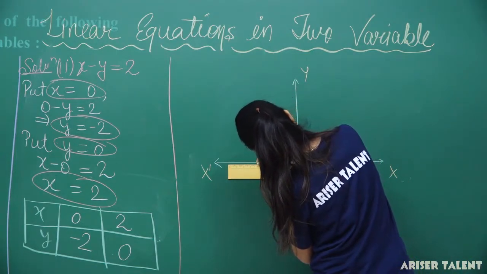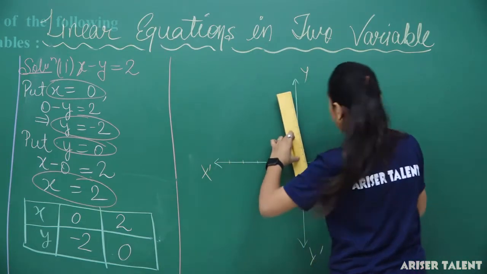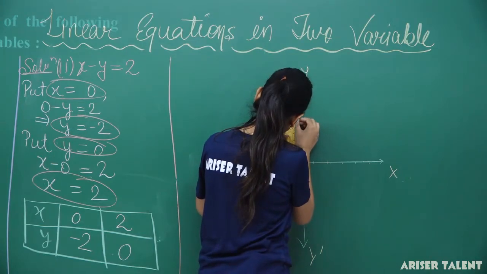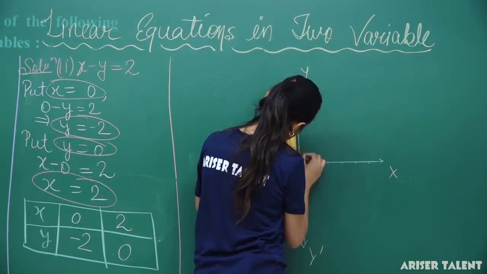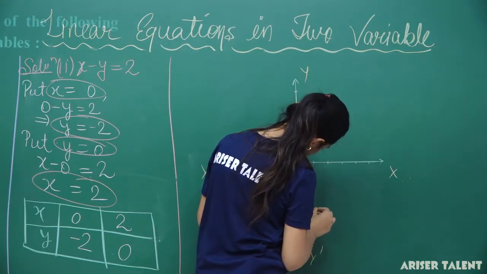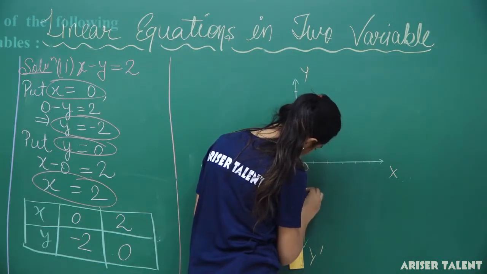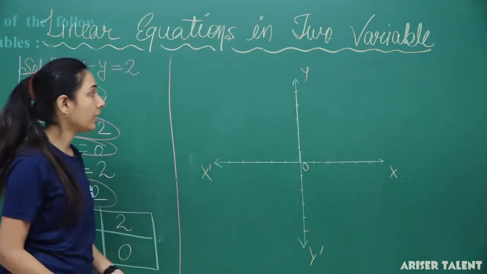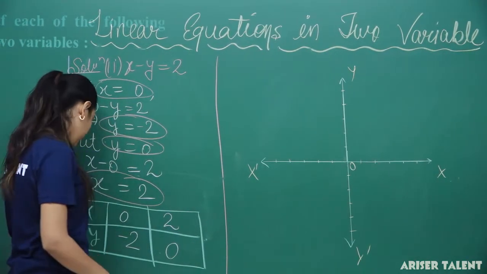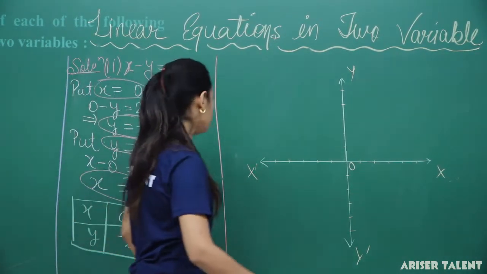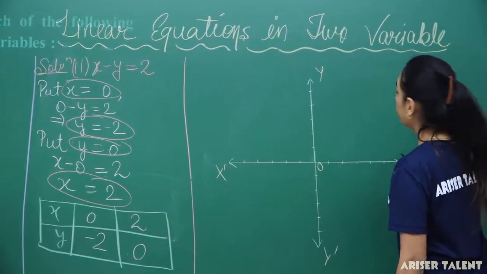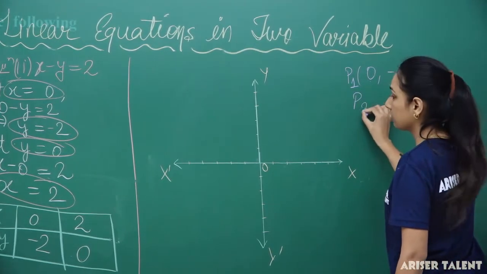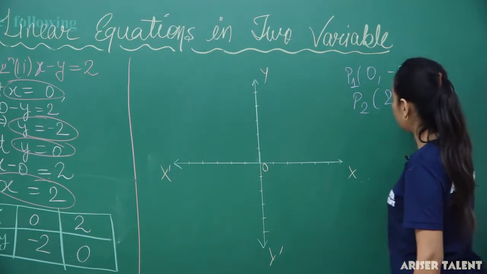Do it fast in your copies with me. Don't just look at the board, you know the procedure. Okay. Right. Okay. Now, I will be having these points, and what are my points? P1, I will be writing P1, 0 and minus 2. Now, the P2 is 2, 0.